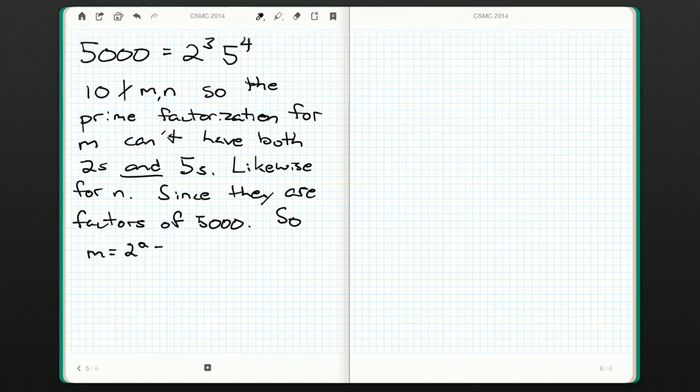So we'll say m looks like 2 to the a, 5 to the b, and n looks like 2 to the c, 5 to the d. We don't know what a, b, c and d are, but we know that m and n must look like this since they're factors of 5,000. And 5,000 only has 2s and 5s. It could be that b is 0 and a is 1, and then c is 2 and d is 5. So we can have a's and b's be zeros. But we do know that we'll only have prime factors of 2 and 5 for m and n. Those are the only possibilities.